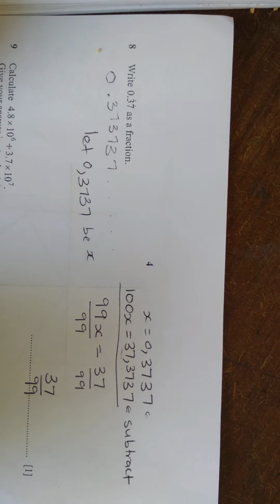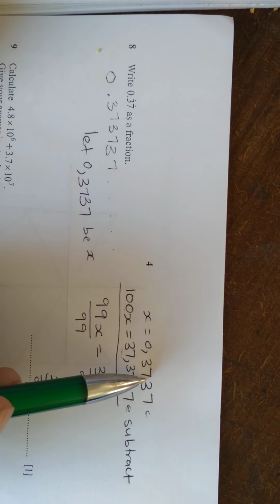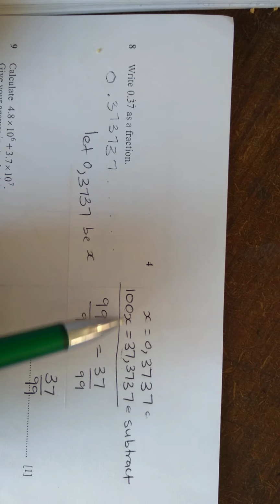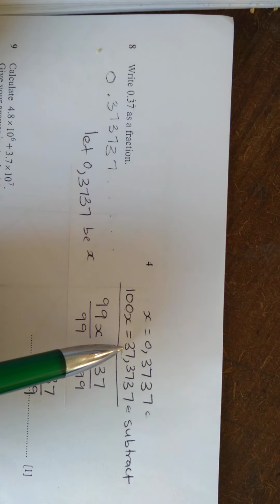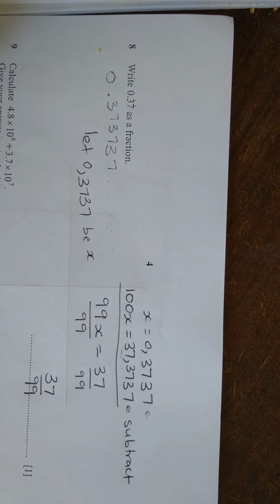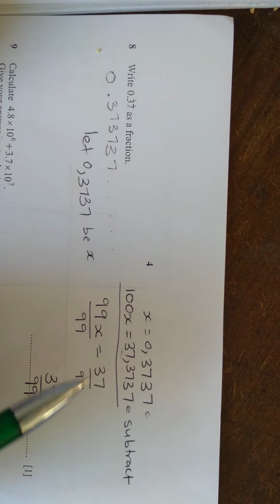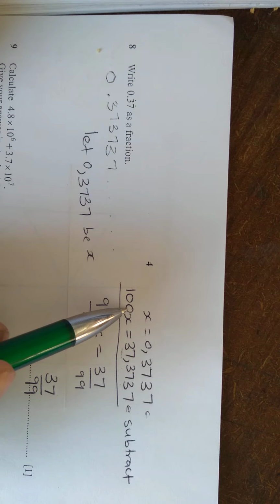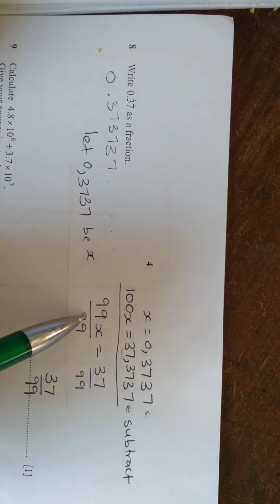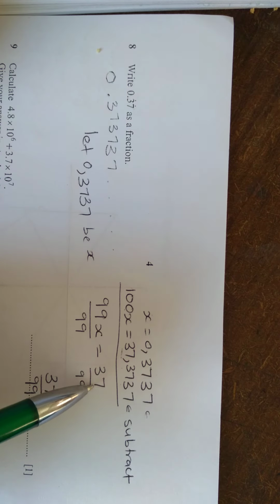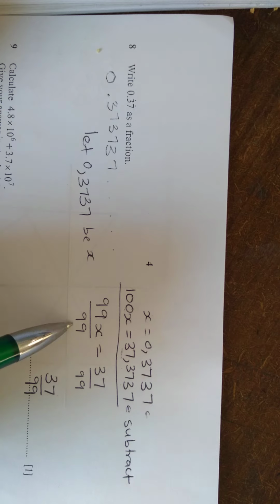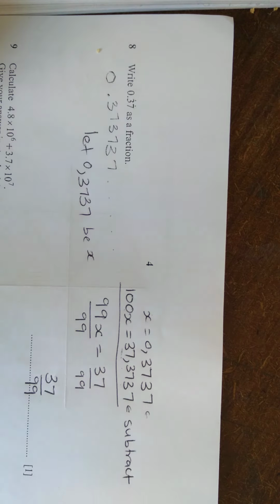That's how you solve it. First, let x be 0.373737, and then you multiply that by 100 so that you get 37.373737, and so on. After doing that, you subtract this bigger number minus smaller number, you get 99x. This number minus that number, you get 37. You divide both sides by the coefficient of x, which is 99. You're done.